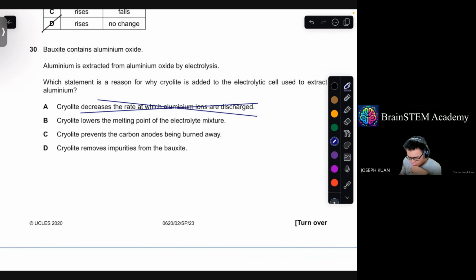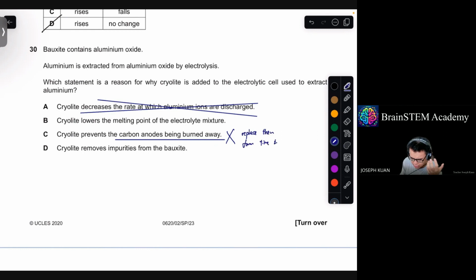B, cryolite lowers the melting point of the electrolyte mixture. Not exactly wrong, although I won't encourage my students to write this answer in paper 4. But let's see C and D first. Cryolite prevents the carbon anodes from burning away. No, it doesn't do that. Carbon anodes will be burnt away anyway, so that's why you need to replace them from time to time.